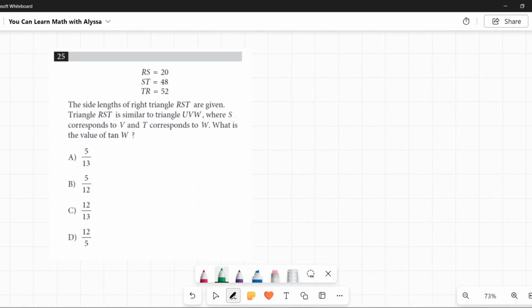25. RS equals 20, ST equals 48, and TR equals 52. The side lengths of a right triangle RST are given. Okay, before I go further, I'm going to draw RST. All right, so a right triangle.